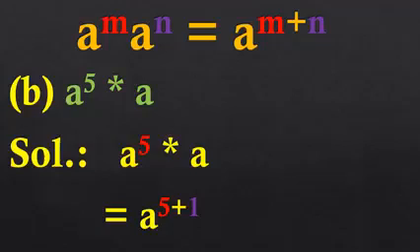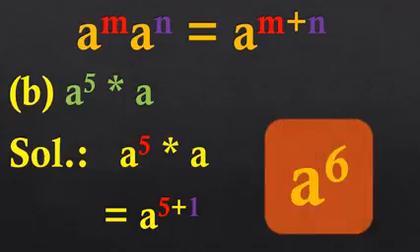It is not written because it is understood that any number, letter, or variable raised to 1 is the number, letter, or variable itself. So we have exponent 5 plus 1. To simplify, we have a raised to the sixth. Hence, a raised to the fifth power times a is equal to a to the sixth power.